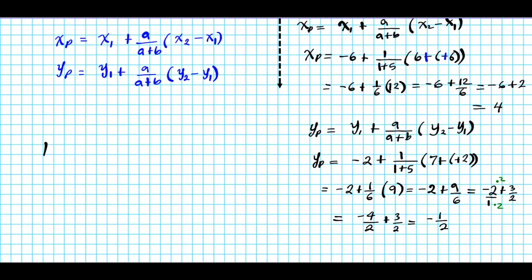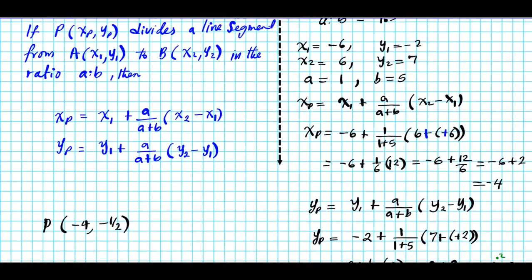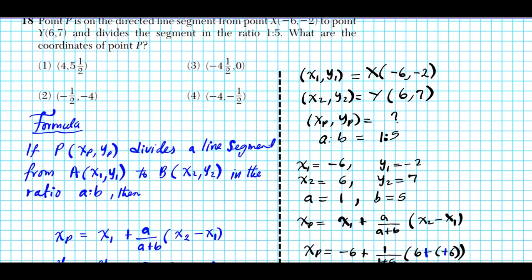So the coordinates of point P is going to be x, this is supposed to be negative 4 for the x, and then the y is negative 1/2 for the y. Let's write that again. So x is negative 4 and the y is negative 1/2. So the answer for question number 18 is option number 4.